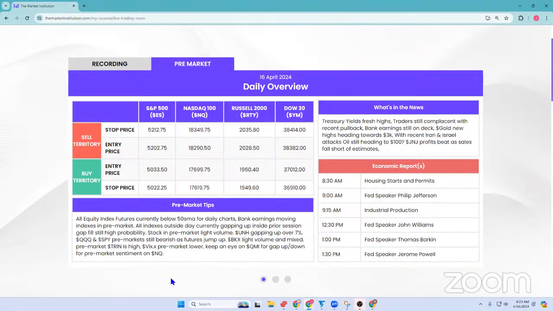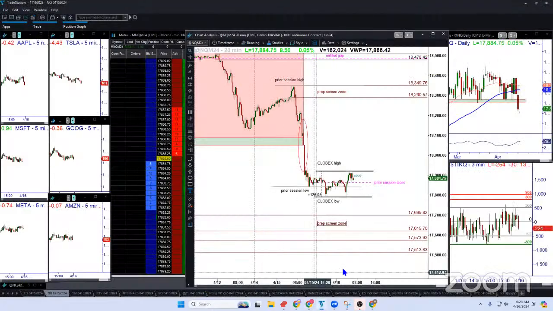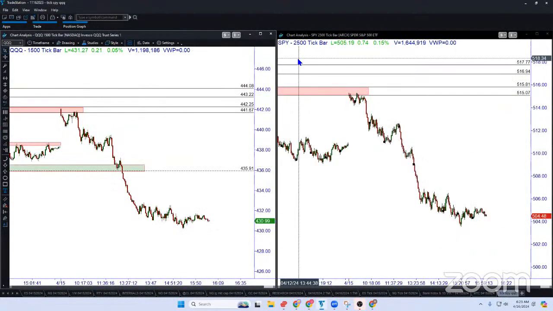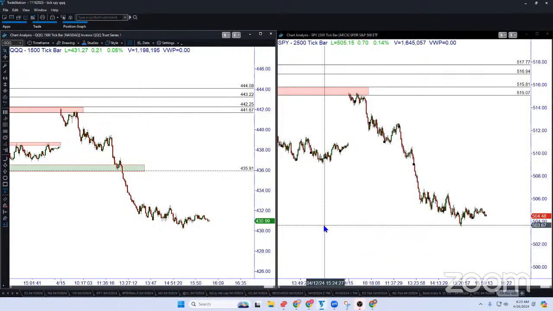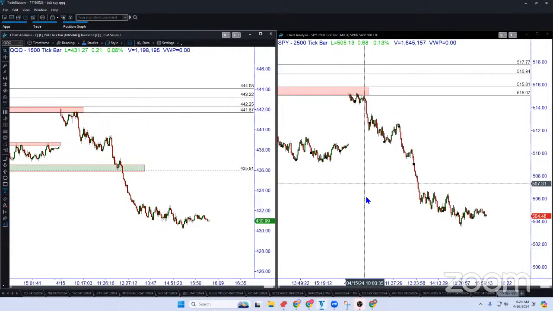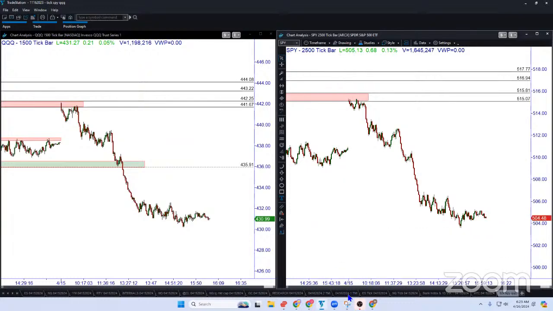United Healthcare, we just talked about, up over 7%. And let's take a look at another supporting piece of information: look at the Qs and the SPY, they are not gapping up much at all. 21 cents on the Qs, 70 cents on the SPY. So there's not a lot of bullishness coming into the market, or we'd see much bigger gaps.